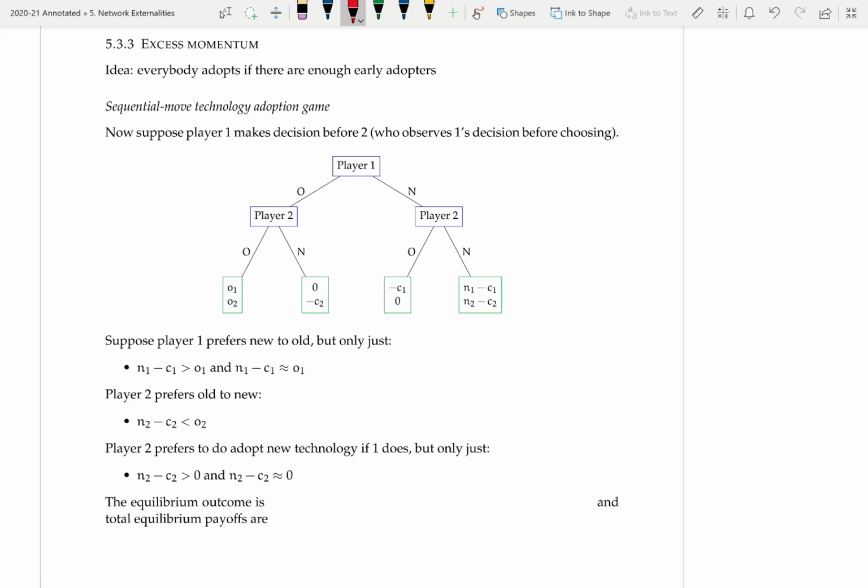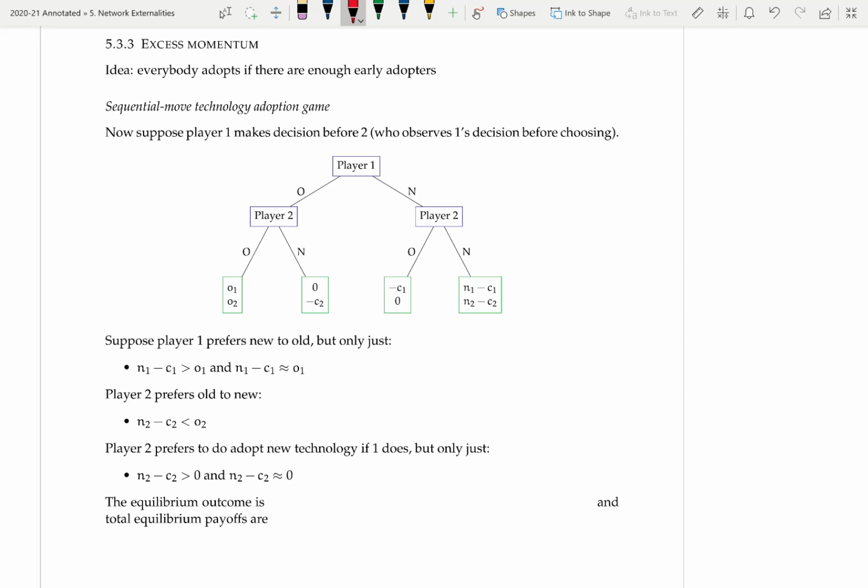So to illustrate this idea, we're going to now look at a sequential move technology adoption game. The payoffs are exactly the same as in the simultaneous move game we looked at. It's just that player 1 chooses to stick with the old technology or not before player 2, and player 2 observes player 1's choice before making their own choice. So we have the game tree here. Player 1 is at the first decision node, and then player 2 has their 2 decision nodes after observing player 1's choice and makes a similar choice, old or new. And the payoffs in the green boxes are just the same as the ones in the payoff matrix from before.